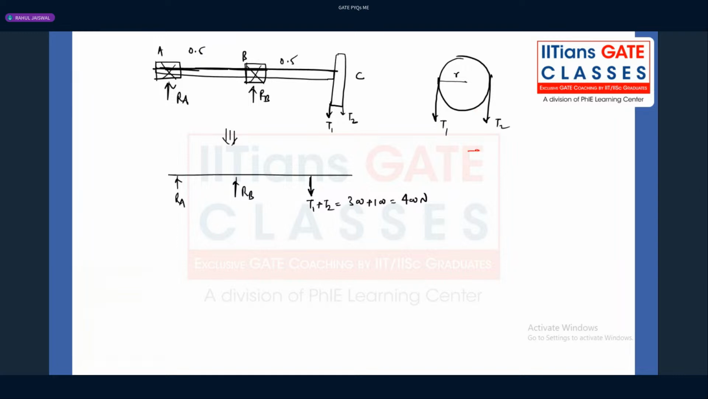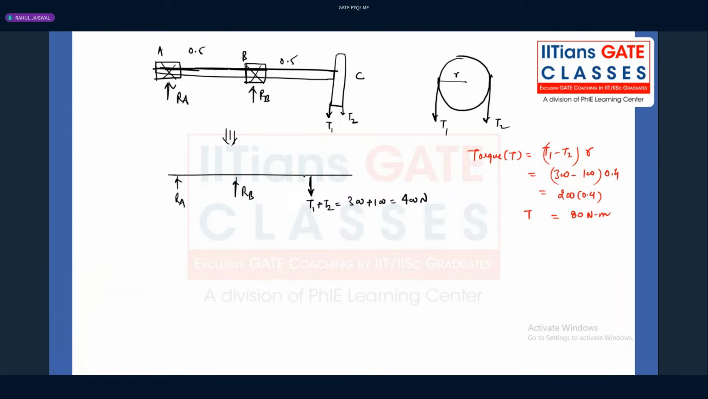T1, what is the torque? T1 minus T2 into R. So 300 minus 100 into 0.4 meter, which is nothing but 80 Newton meter. How much of value they have given, guys? This is the torque which is being transmitted, guys.